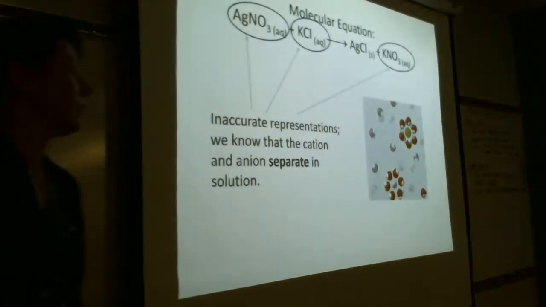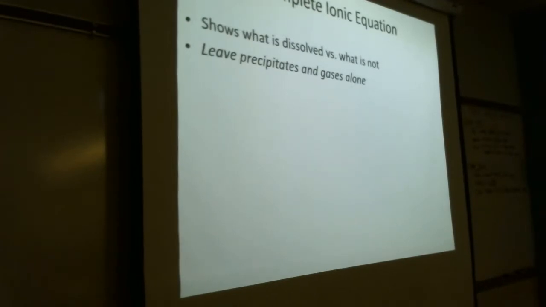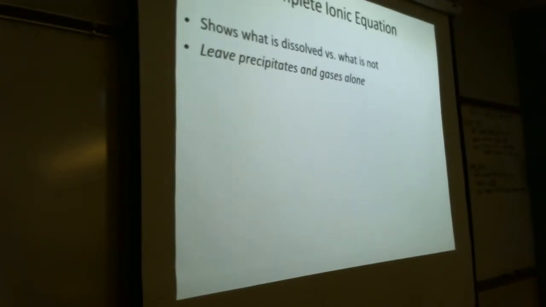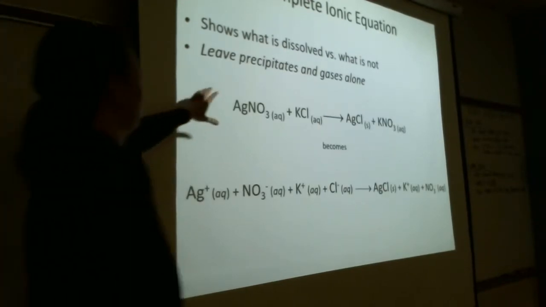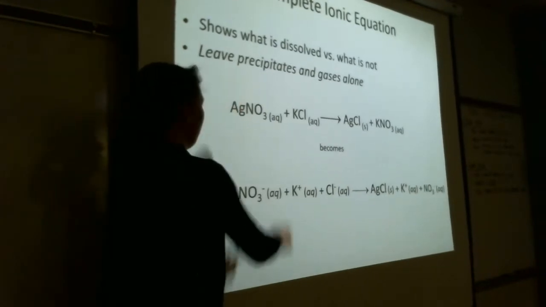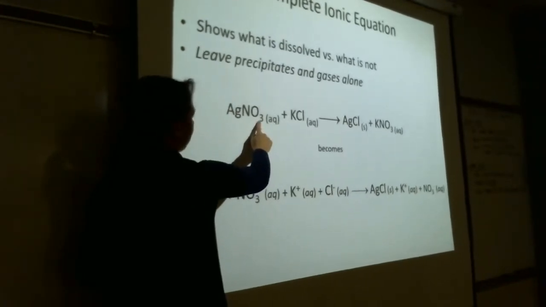So what we need to do is write what's called the complete ionic equation. This shows you what's dissolved versus what's not dissolved. Okay? And now we're going to leave our precipitates and our gases alone. If our reaction generates a gas or a precipitate, we're not going to touch those. We're going to leave them alone. But the complete ionic equation shows us what's dissolved and what's not dissolved. So if this is our molecular equation, there's the molecular equation we just wrote. But this is not very accurate. Okay, what does it really look like?